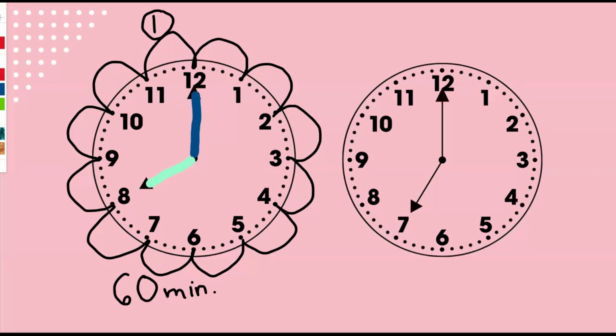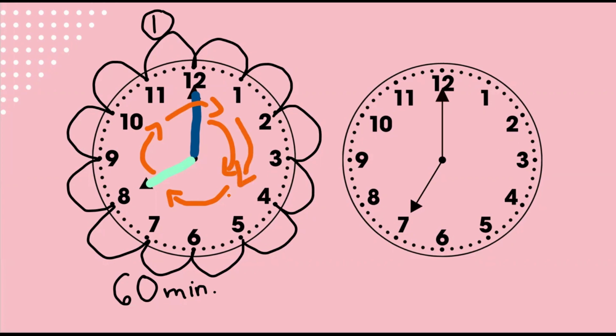How our hands move on the clock is called clockwise. That means that they always travel this way. So they go around the clock just like so. They keep traveling, always going this way. That's how they always move around the clock, okay? They always travel clockwise around the clock. So that's how our hands move. As time goes on, the hands will move.